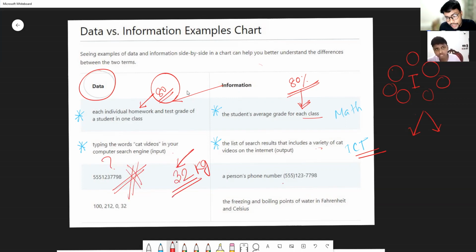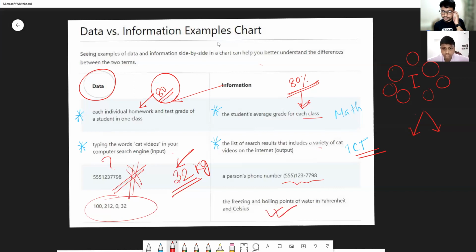But if I write properly a person's phone number, a person's weight, a person's height, that is information. So there are three individual numbers. The things required to make information are called data. Data is basically the smallest unit of information. Without data, you will not get information. Information is a lot of units of single data.